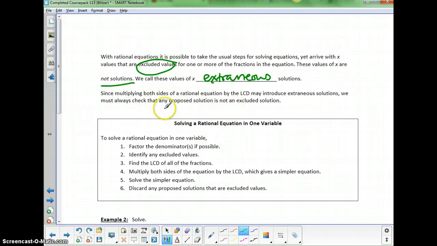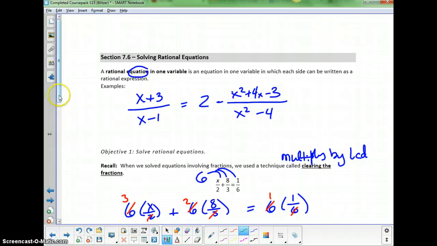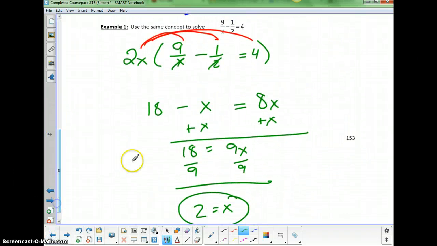So it's very important that we always check that any proposed solution is not an extraneous solution. If I go back to that last problem, the only extraneous solution would have been a number that would have made the bottom 0, and that meant that the only extraneous solution in this case was 0. X cannot be 0 because 0 would make the bottom 0. Since I didn't get 0 for an answer, I'm good. My answer is 2.